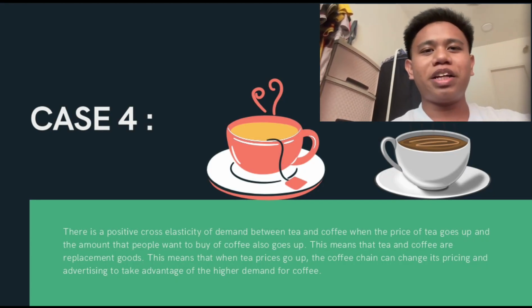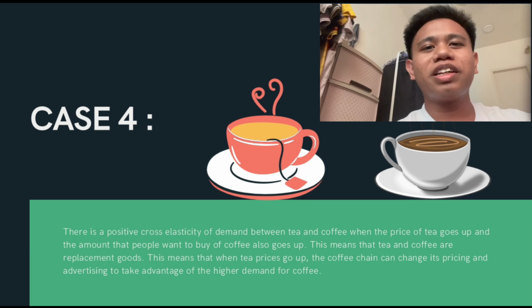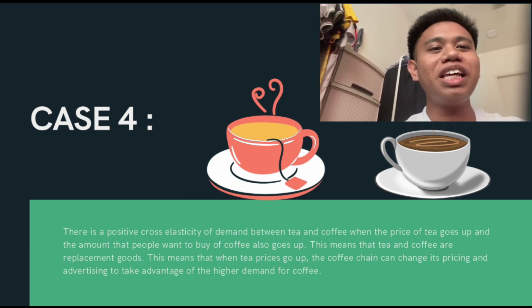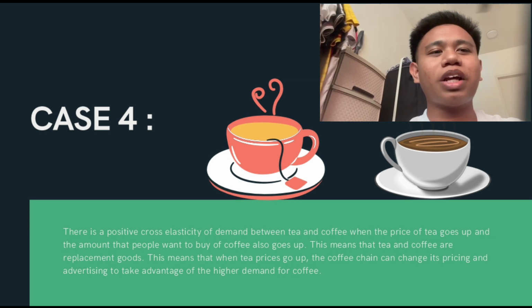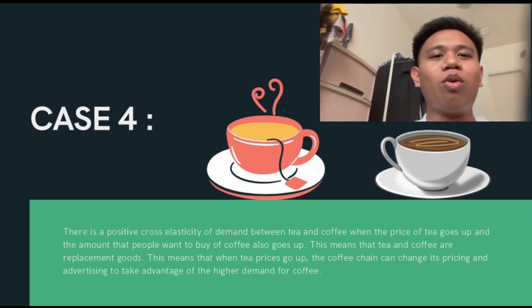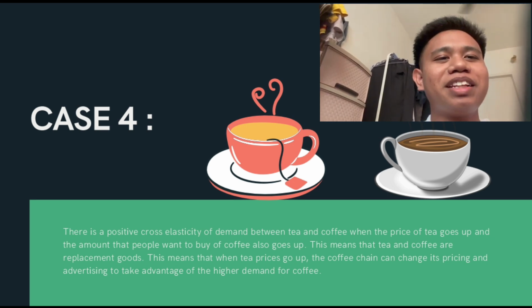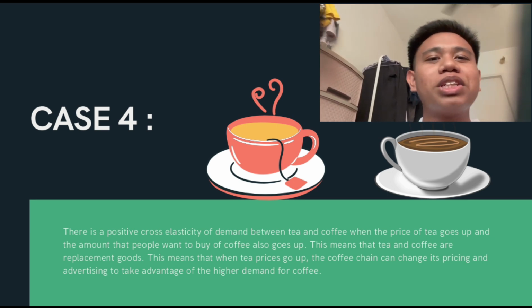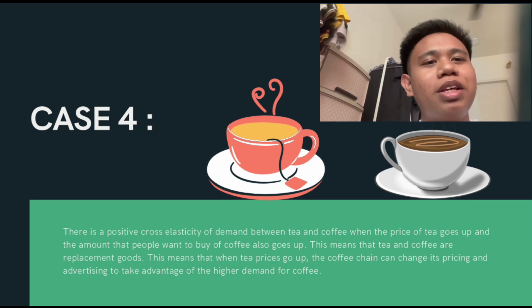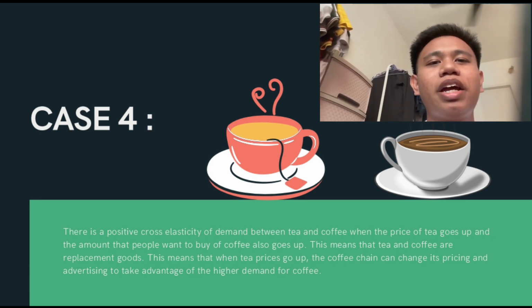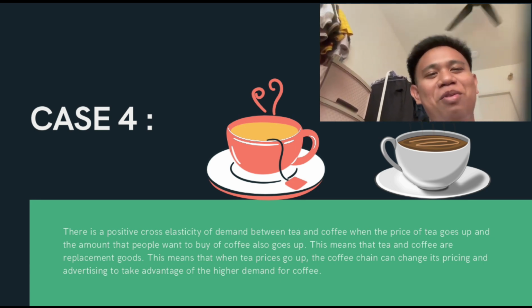So, for my part is case 4. There is a positive cross elasticity of demand between tea and coffee when the price of tea goes up and the amount that people want to buy of coffee also goes up. This means that tea and coffee are replacement goods. This means that when the tea price goes up, the coffee chain can change its pricing and advertising to take advantage of the higher demand for coffee.